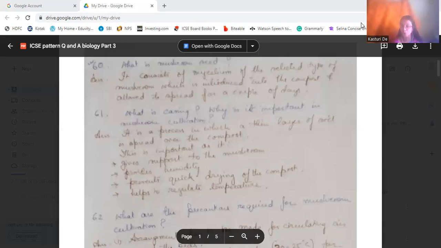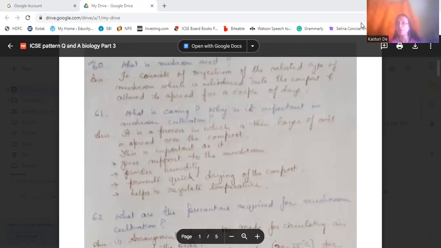It provides humidity. It will not let the compost dry up. So it provides humidity to the compost. It gives support to the mushroom. It prevents quick drying of the compost, and it helps to regulate the temperature.